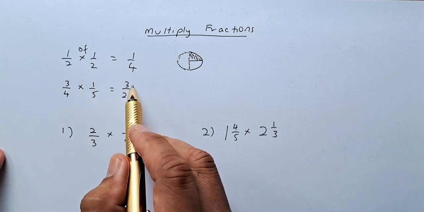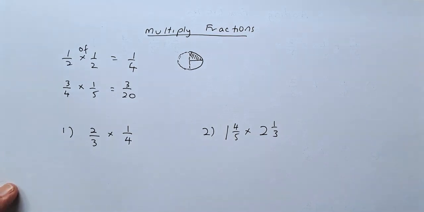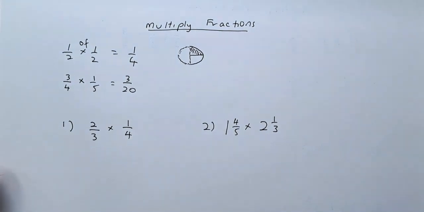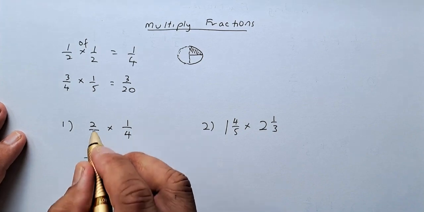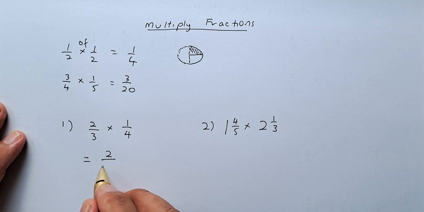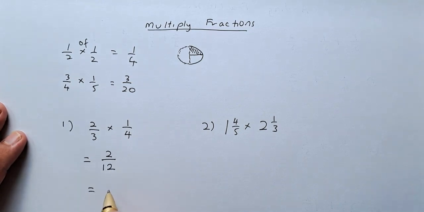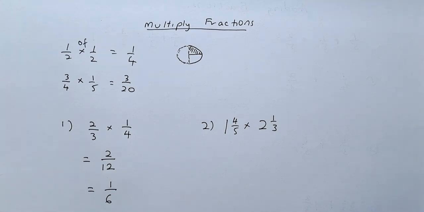So 3 times 1 is 3, 4 times 5 is 20. It's as simple as that, okay? This is one of the simplest things in math. So if we have an example, 2/3 times 1/4, very easily, you just take 2 times 1, which is going to be 2, 3 times 4, the denominator is going to be 12, and simplified it is going to be 1/6. That is very easy, okay?